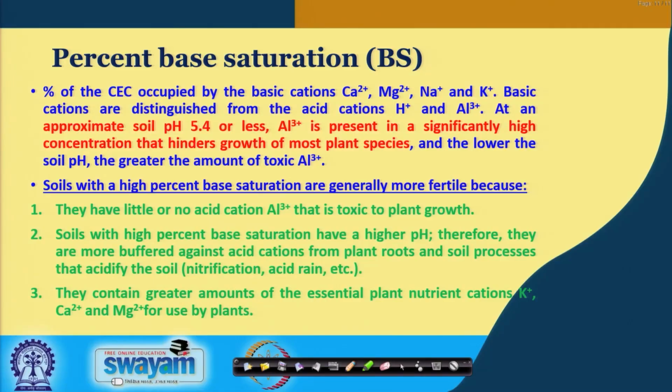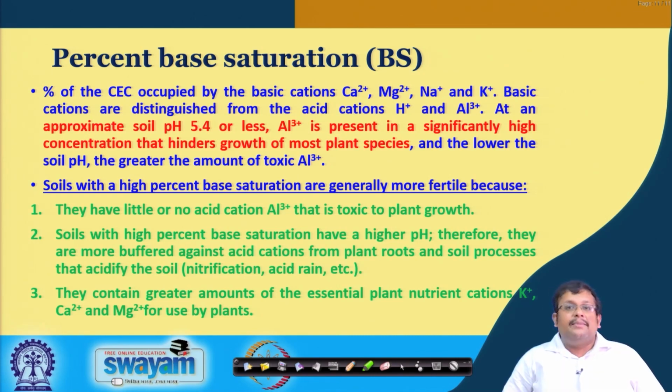Now, you know what percent base saturation is, which we discussed in our last class. Percent base saturation is basically the percentage of CEC which is occupied by basic cations like calcium, magnesium, sodium and potassium. It does not consider the acidic cations like H plus and Al3 plus, because aluminum is very toxic to the plant in acidic conditions, and with the increase in soil acidity, the aluminum concentration or aluminum toxicity increases in the soil.